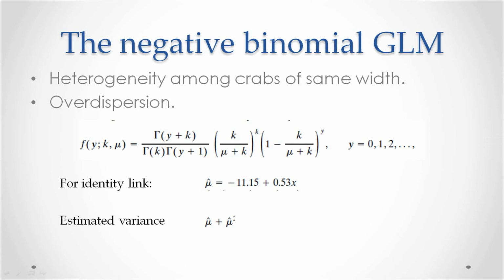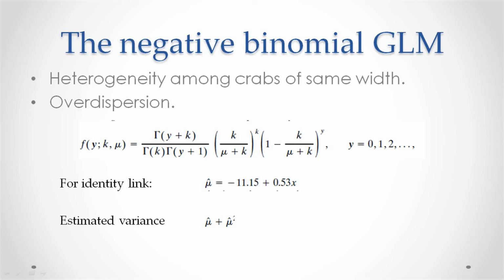Now the cause for overdispersion here is subject heterogeneity. So for example, note that we have only used a single covariate, which is width, to predict the number of satellites. If the reality is that the number of satellites also depends on weight, color, spine condition, for example, then the data will show greater variability than can be predicted by width alone. Thus, we have fitted an alternative to the data, which is called negative binomial regression.